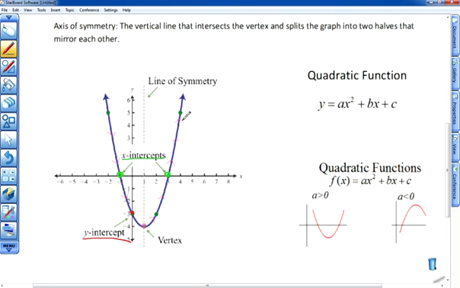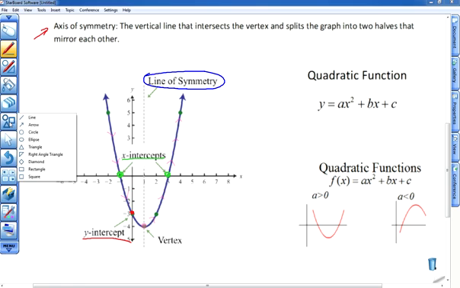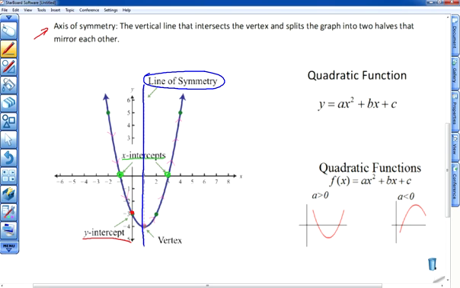Lastly, as a piece of information here, you have the axis of symmetry. This is the vertical line that intersects the vertex and splits the graph into two halves that mirror each other. So right here we have our line of symmetry, this line right here, highlighted again in blue. We've got this line right here as our axis of symmetry.